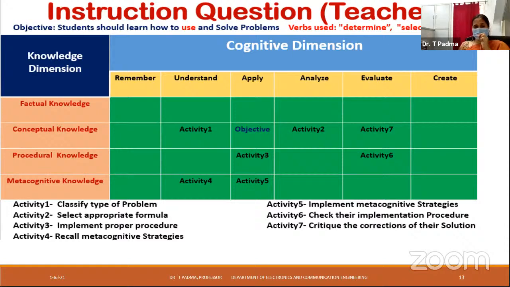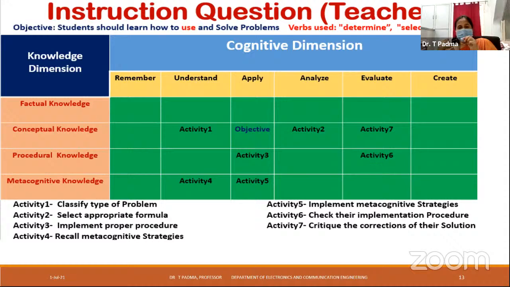Coming to the activity 5, which is also implementing the metacognitive strategies, how it would be able to apply. So that is how we are trying to implement the activity 5. So based upon this knowledge, the teacher would be able to give or share the knowledge to the students so that they are able to solve the problems in these areas.